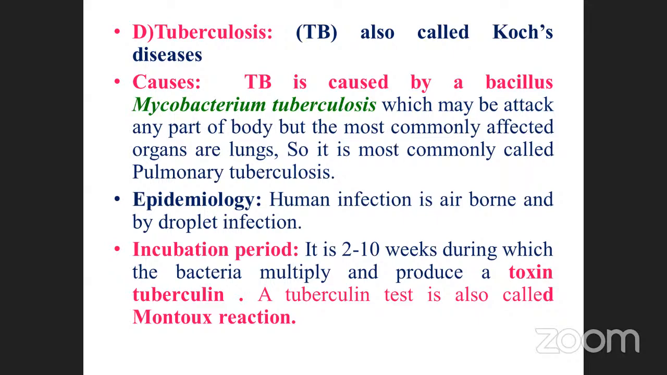We already saw it, isn't it? Mantoux reaction. TB: causative organism, Mycobacterium tuberculosis. How does it enter? Droplets and airborne. How many days? The incubation period is 2 to 10 weeks. The toxic substance produced is called tuberculin. How will you identify tuberculosis? The Mycobacterium present produces the toxic substance tuberculin, and it is identified by the test called Mantoux reaction. Okay, so that's it.